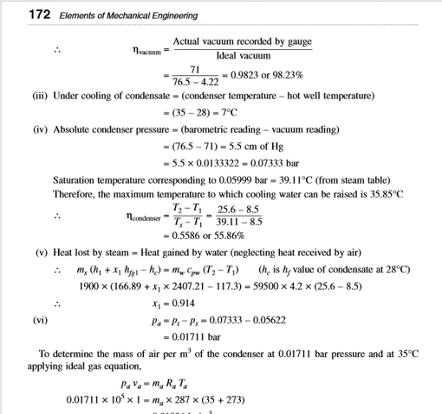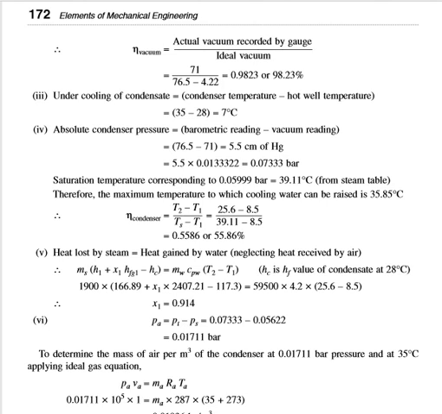After that, you have to find the undercooling of condensate. That means condenser temperature minus hot well temperature. That is 35 degrees Celsius minus 28 degrees Celsius. Will get the 7 degrees Celsius. Then find out the absolute condenser pressure, equal to barometer reading minus vacuum reading. Then 76.5 minus 71 will get 5.5 centimeter of Hg.